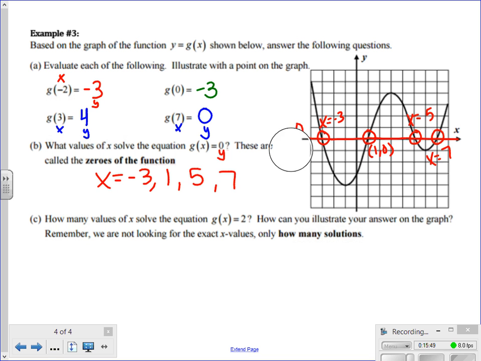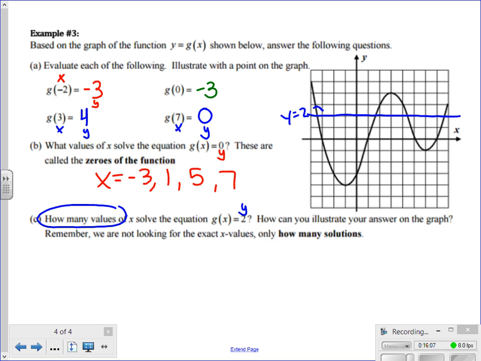Okay. Finally, very last problem. How many values of x solve the equation g of x equals 2? 2 is a y value. So I'm going to draw a line at y equals 2. Now the question here says how many values. So this time I just have to draw and count how many times that horizontal line I drew crosses the graph. It looks like there are 4 solutions to this problem. 4 times that line of y equals 2 crosses the graph of g of x.